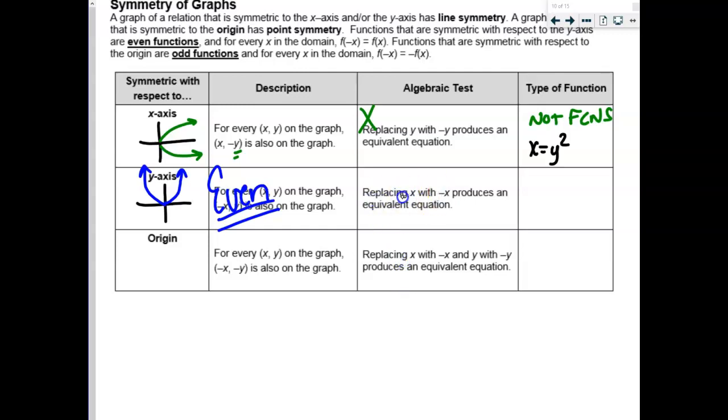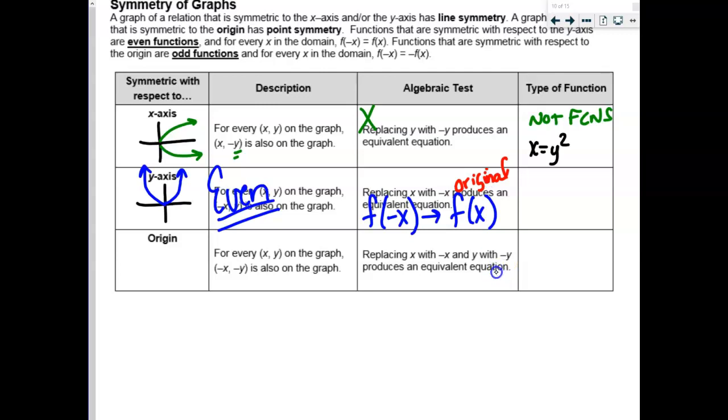And then the algebraic test is written a little weirdly. What I want you to write down is that if you plug in a negative x into your function, you just get back the original function again. Okay, I know that notation is a little weird. You'll see it in action in a moment.